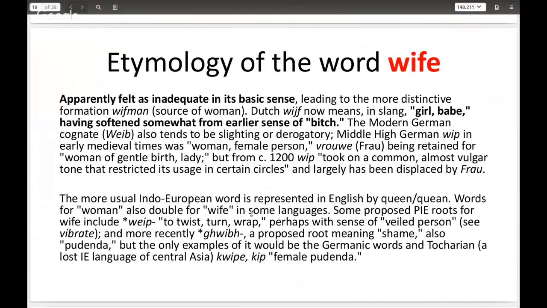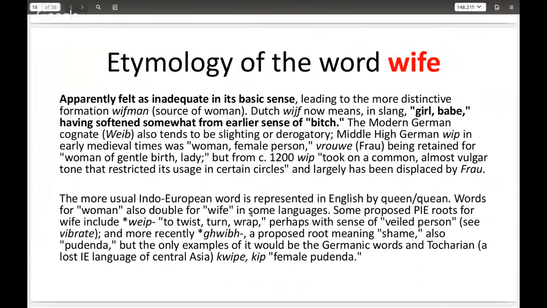It's derogatory. So let me see. From 1200, wip took on a common, almost vulgar tone that restricted its usage in certain circles, and it has been replaced by frau. And I'm not quite sure how you pronounce that. I don't know if it's frau or frau. The more usual Indo-European word is represented in English by queen. Words for women also doubled for wife in some languages.